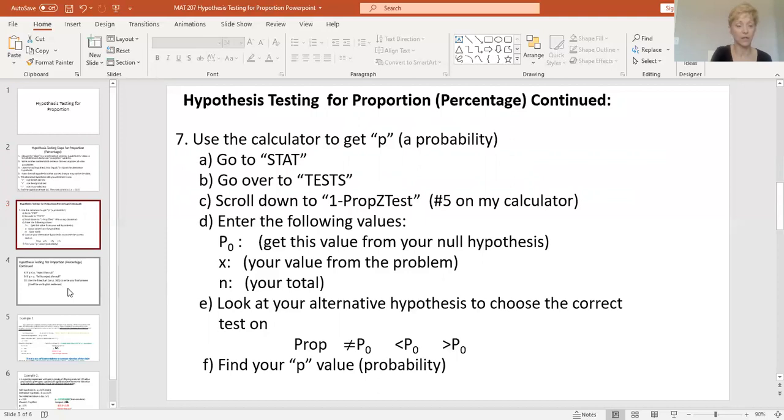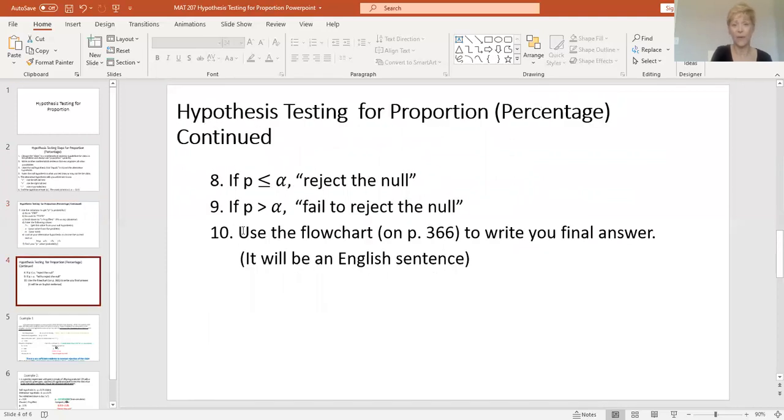So let's go look at the rest of the steps. Once you find that p-value on your machine, you're going to write down p and compare it to an alpha. Remember, alpha is that significance level. If the probability from your calculator is less than alpha or equal to alpha, you're going to write down the words reject the null. If that probability off your calculator is bigger than your significance level, bigger than alpha, you're going to write down failed to reject the null.